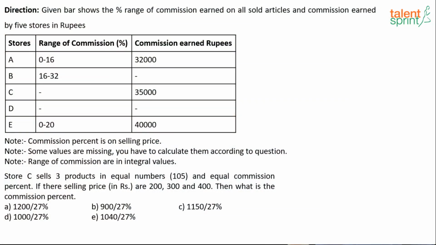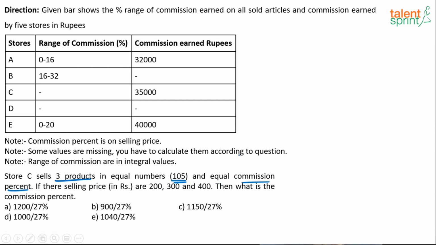Same data. This time the question says store C sells 3 products in equal numbers, 105, and equal commission percentage. If the selling prices in rupees are 200, 300, and 400, then what is the commission percentage? Try this time. This is again one simple equation that it forms, right? It says store C sells 3 products in equal numbers, meaning each is 105 articles, right? 105 products basically, and equal commission percentage.